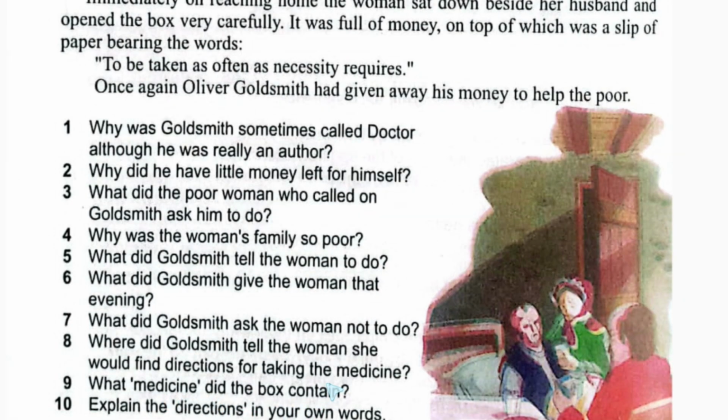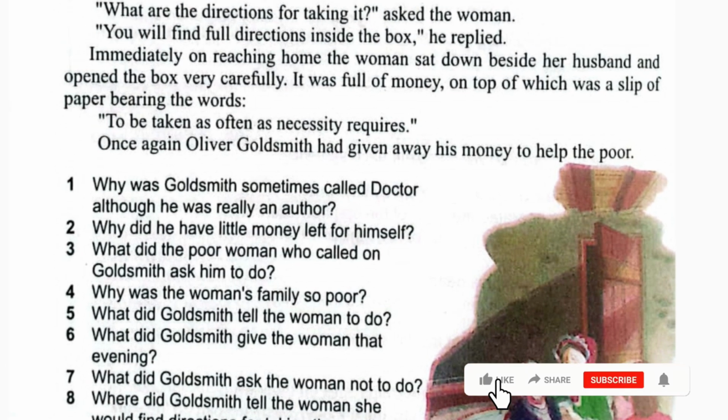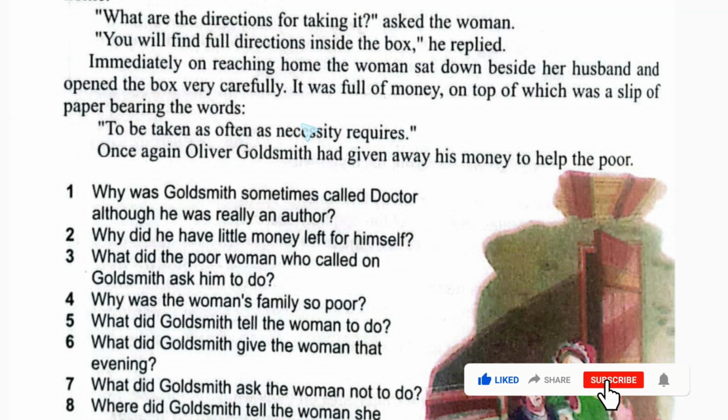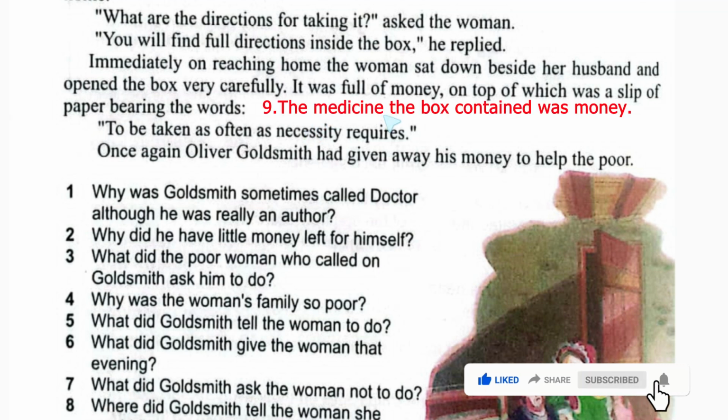What medicine did the box contain? This is also very easy. It was full of money. The answer will be: the medicine the box contained was money.